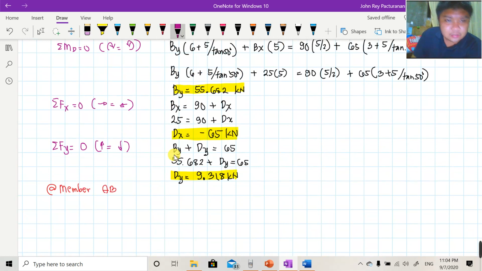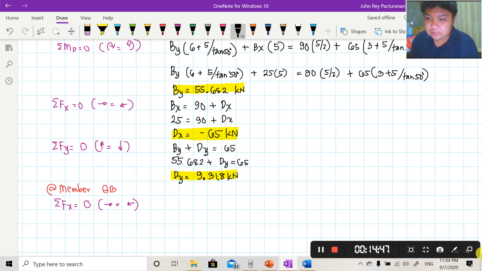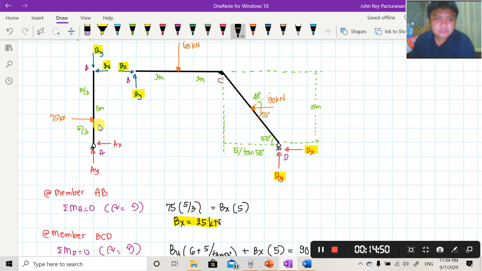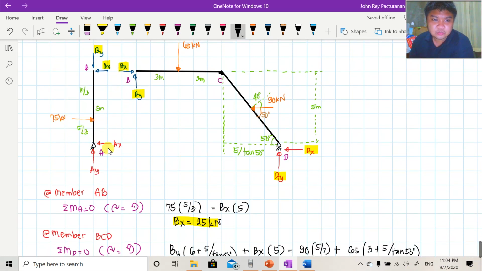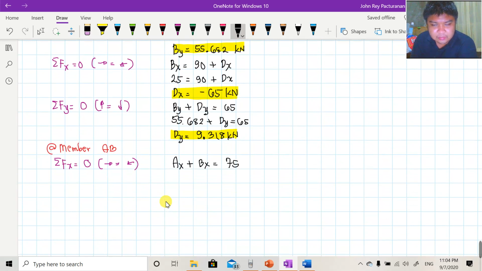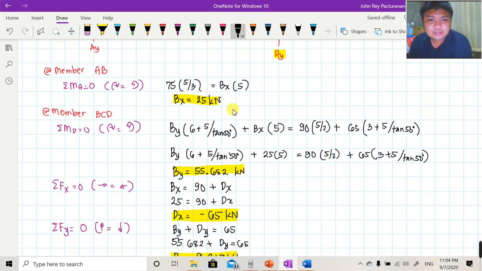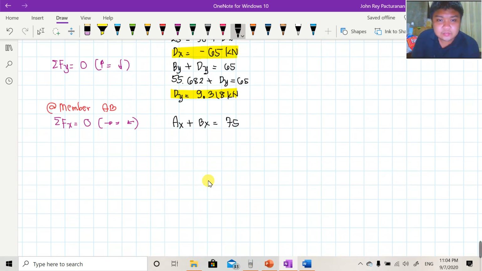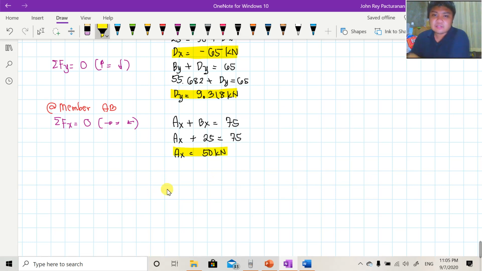Summation of horizontal forces equals 0, so right equals left. Our rightward forces are both AX and BX, so write AX plus BX, and the leftward is 75. Earlier we calculated the value of bx as 25. So write ax plus 25 equals 75. Thus, the value of ax, class, is 50 kilonewtons. Now we have the value of ax as 50 kilonewtons.